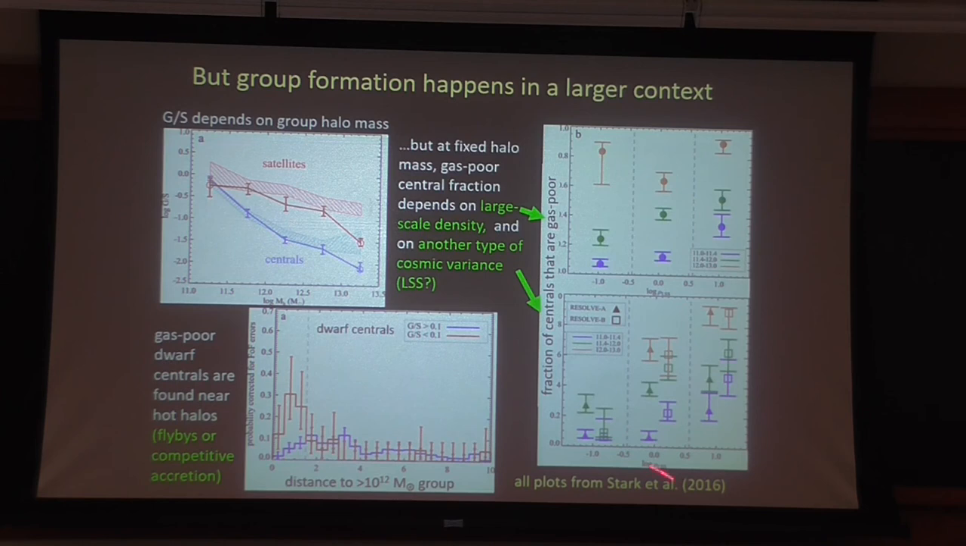It's a beautiful paper. Multiple ways in which larger scale structures than groups matter. Things like flybys matter, large-scale structure matters, large-scale density matters, and affects gas content. But since I'm out of time, I will move on. And this is my summary.